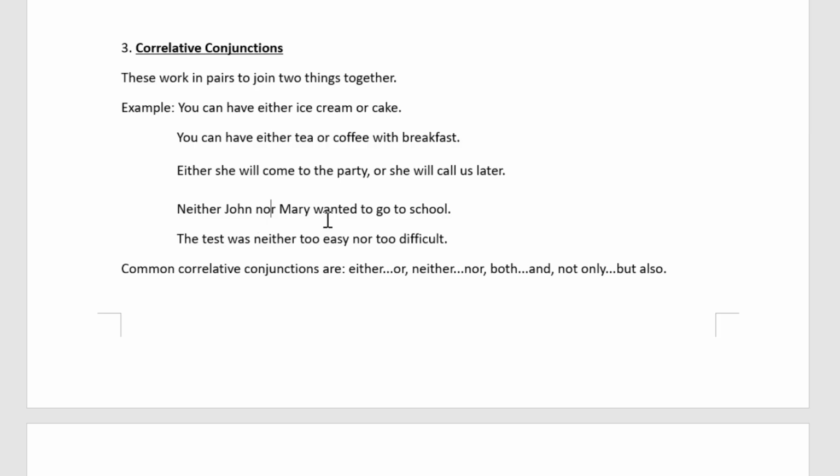Neither John nor Mary wanted to go to school. So John did not want to go to school and Mary also did not want to go to school. So we can connect those two sentences by saying neither John nor Mary wanted to go to school. The test was neither too easy nor too difficult. Okay, same thing. It was neither easy nor difficult. Common correlative conjunctions are either or, neither nor, both and, and not only but also. But there are others as well. These are some of them to start with.